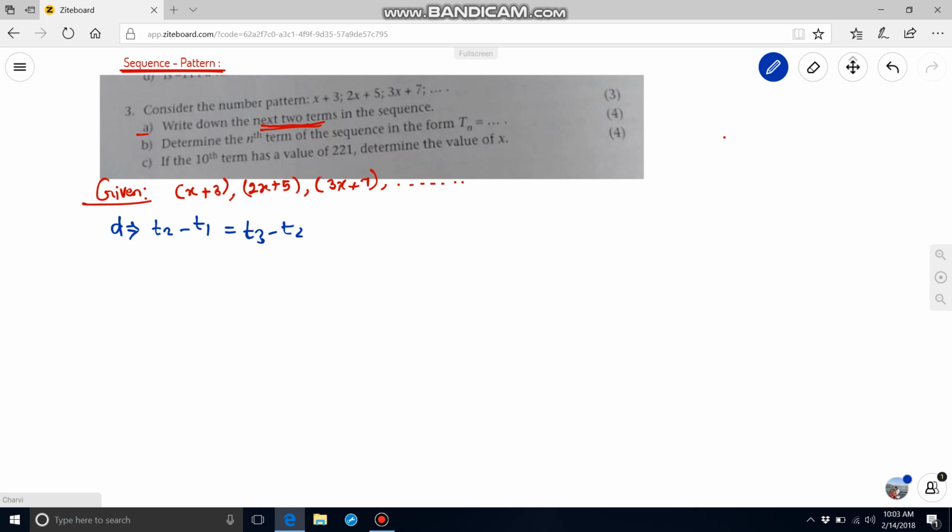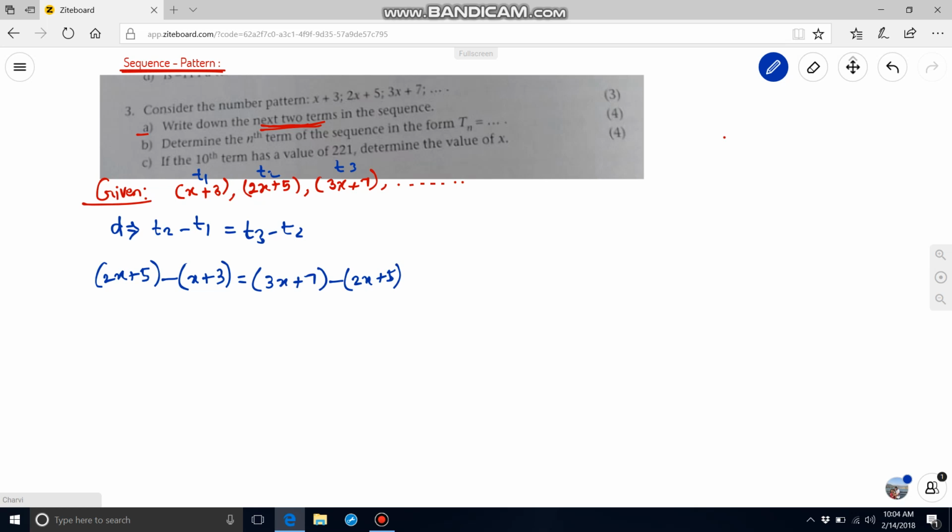Everything I explained in the previous video about the terms, notations and the formula, please have a look there if you have any doubts. Here, this is called term 1, this is term 2, this is term 3. We can replace: T2 is 2x plus 5 minus T1 which is x plus 3. T3 is 3x plus 7 minus T2 which is 2x plus 5.